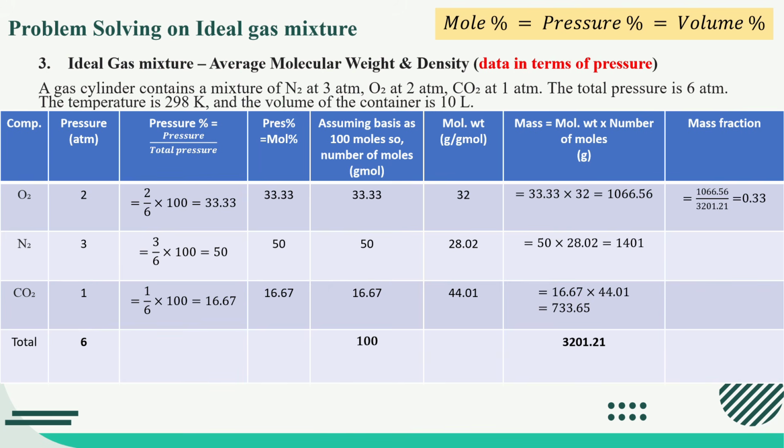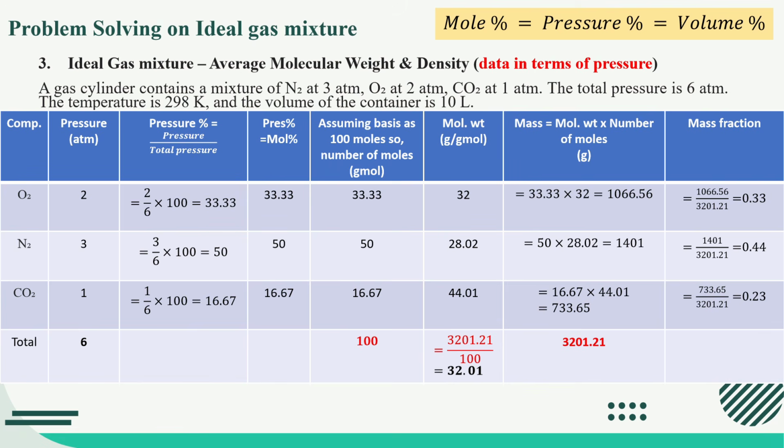To find the mass fraction, I use the individual mass divided by the total mass. In the case of oxygen, it is 1066.56 divided by 3201.21, which gives me 0.33. I can calculate the other two component values also. Now to find the average molecular weight, the formula is total mass divided by total number of moles. Here the total mass is 3201.21, and the ratio with 100 comes to 32.01 gram per gram mole.